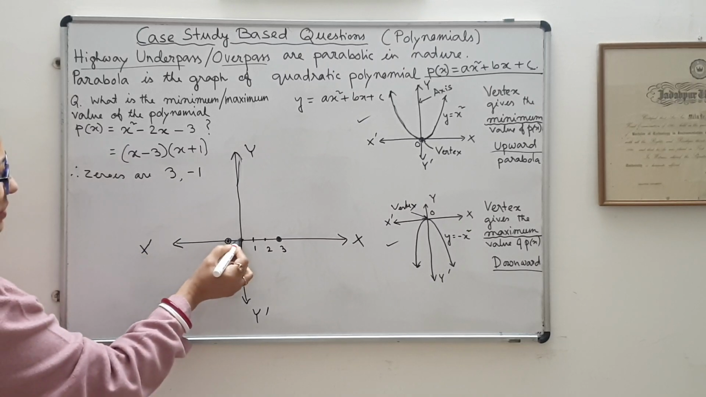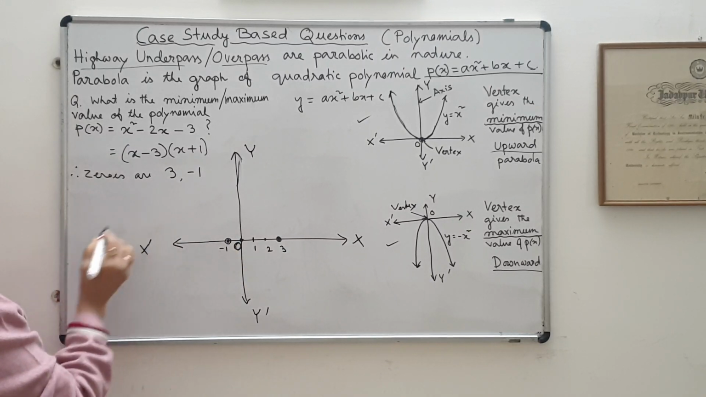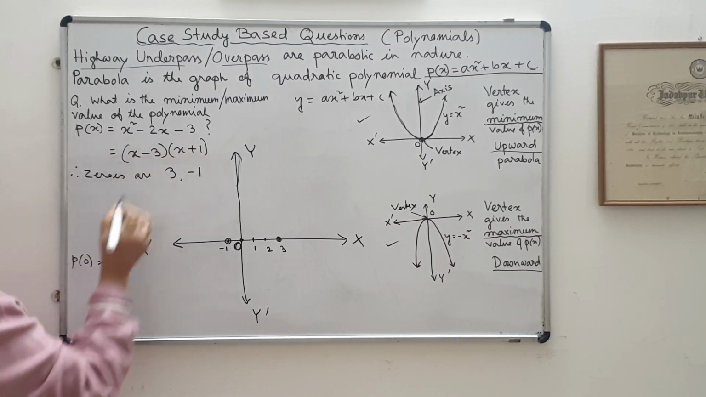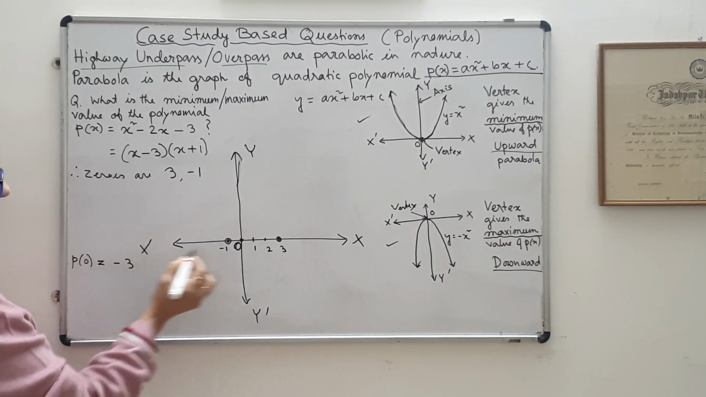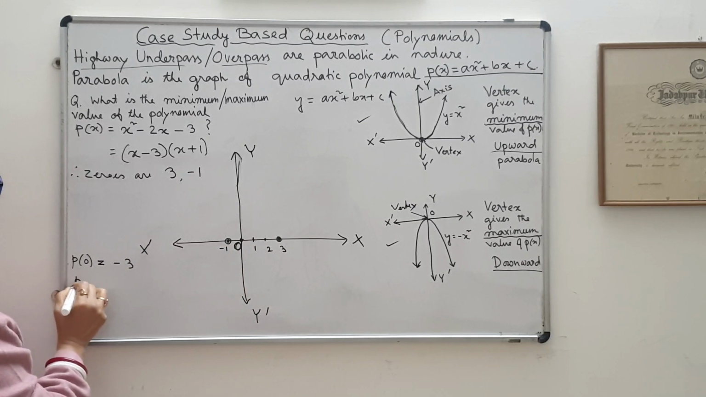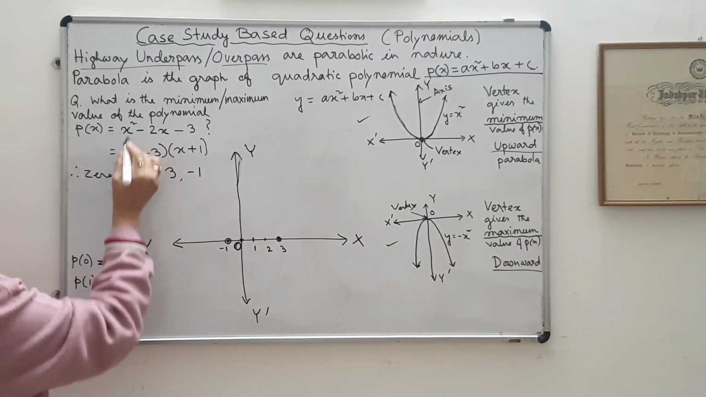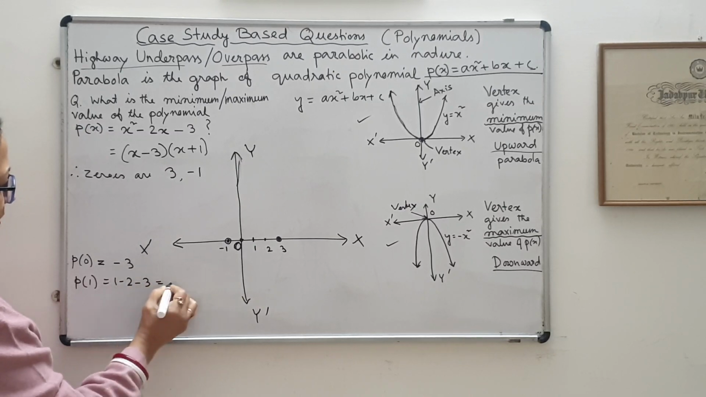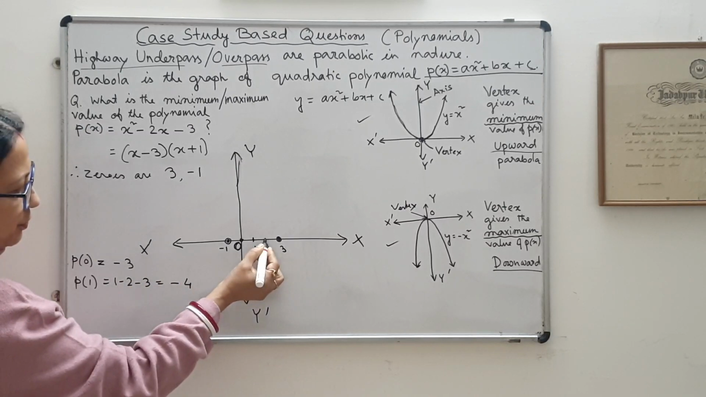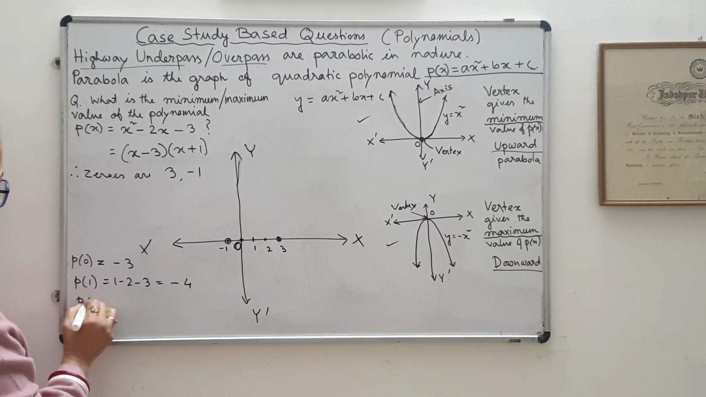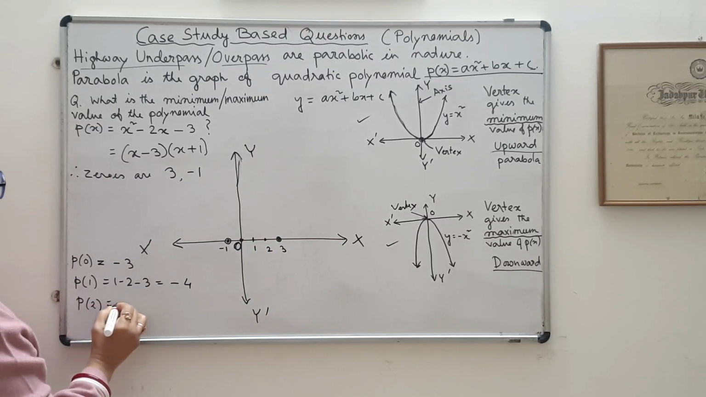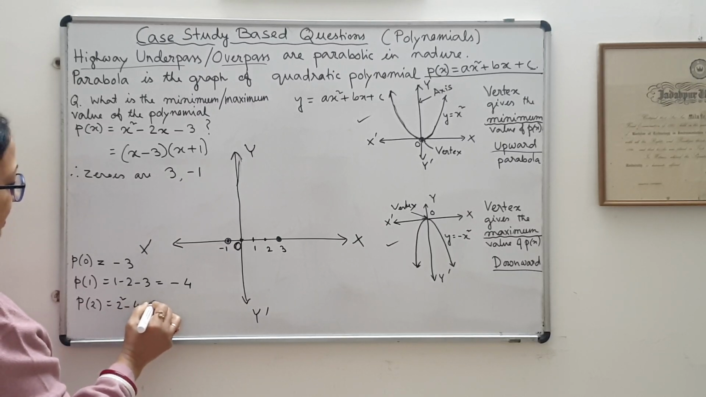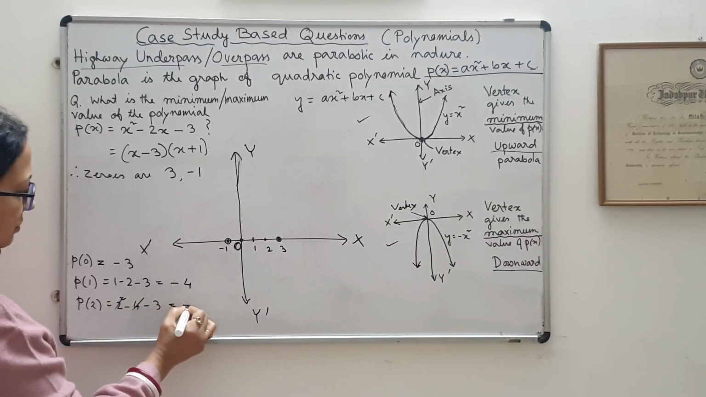First of all, for 0 you find the value of p of 0. So what will be p of 0? Put 0: 0 minus 0 minus 3, minus 3. Then for the point 1 you find the value of the polynomial: 1 square minus 2 minus 3. So it is coming out to be minus 4. Then for the point 2 I find the value of the polynomial: 2 square minus 2 into 2 is 4 minus 4, so it cancels, minus 3. So it is also minus 3.